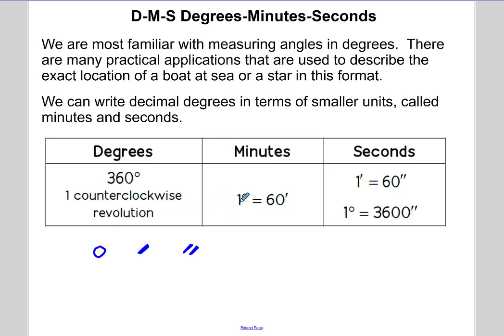1 degree is going to equal 60 minutes. And 1 minute is 60 seconds, or 1 degree would have 3,600 seconds. Since there's 60 minutes in an hour and 60 seconds in a minute, we have 3,600 seconds in a degree.